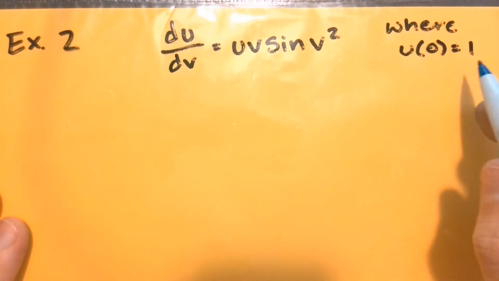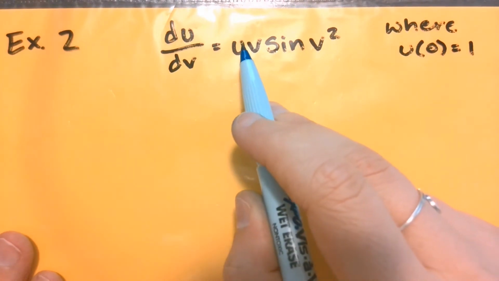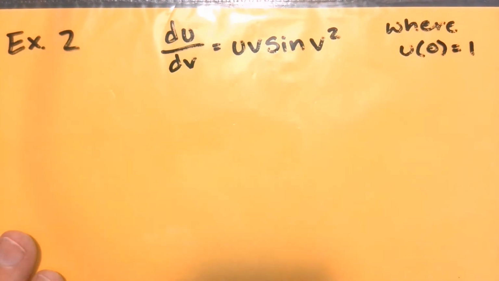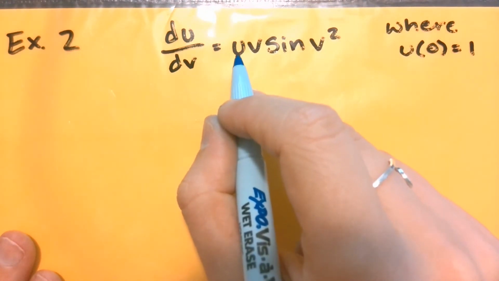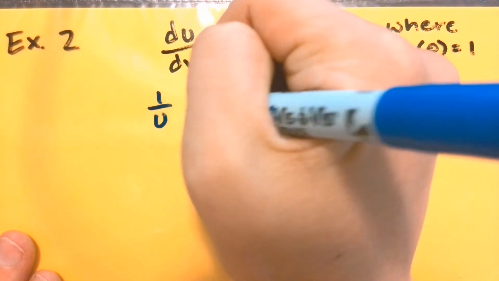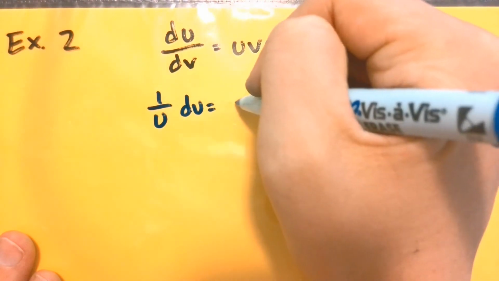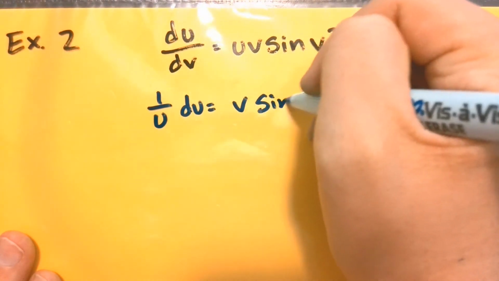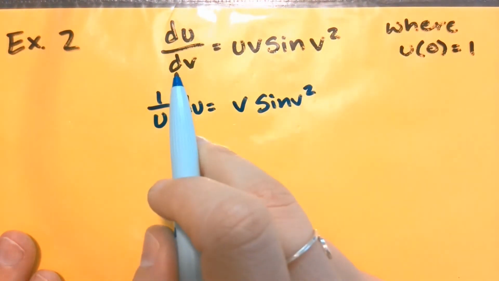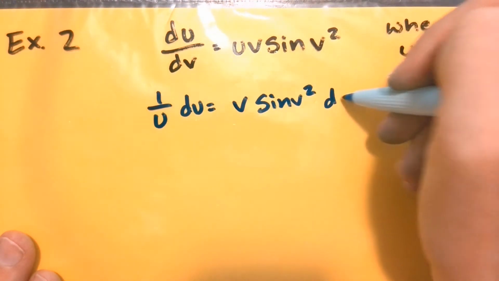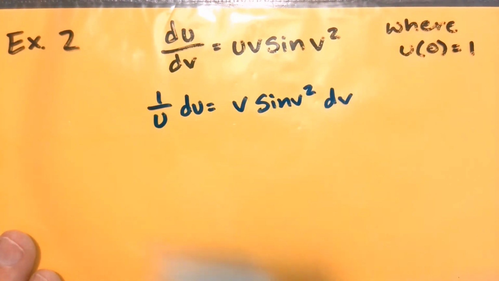For example 2, we are looking for a specific solution at the end. It tells us u of 0 equals 1, but I'm still going to start out the same way. I'm separating my u's on one side, my v's on the other, so I'm going to divide both sides by u. I am also going to go ahead and move my dv to the other side so that I am ready to integrate.